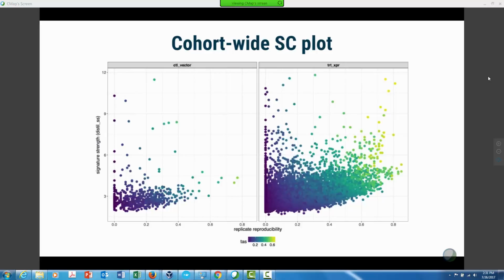For choosing guides to query, I filtered out all the guides with replicate reproducibility values below 0.2, because that's what we generally use as our cutoff for a reproducible signature. It doesn't make sense to reach conclusions about a signature that isn't reproducible, because you don't know what it represents.